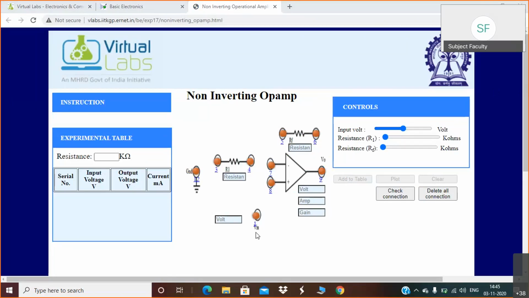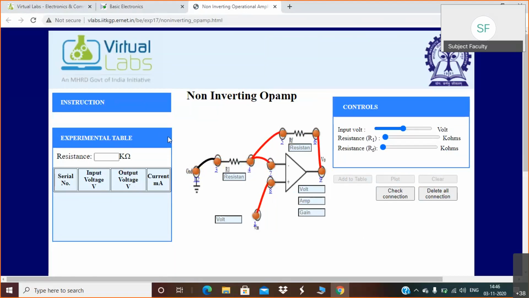So here it is V in, okay, and this is ground. Since it is non-inverting, V in should be given to the non-inverting input, and this is feedback. So we know that feedback resistance is connected to output, and another one is connected to R1. This terminal is also connected to R1, and since this is inverting terminal, inverting is grounded. Why? Because it is non-inverting op-amp. So I have done the connections.